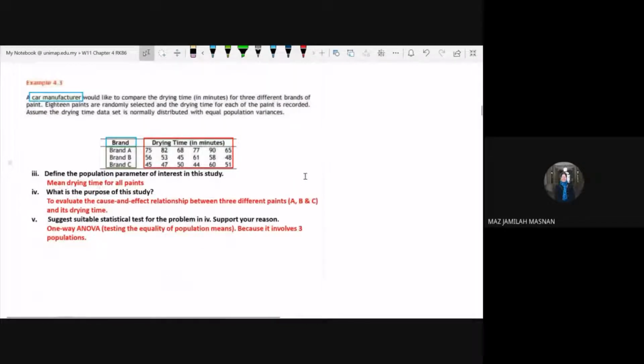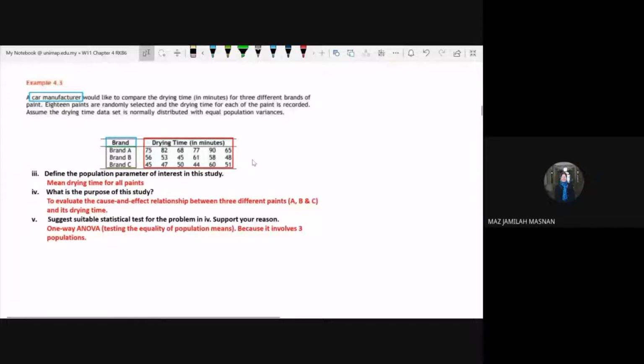Okay, I'm not going to go into detail because we have discussed this, so I would like to move on so that everyone can understand, because the first model will make sure that you can understand the second model, that will be the factorial design. Okay, the next question is: define the population parameter of interest in this study. So what will be your answer?